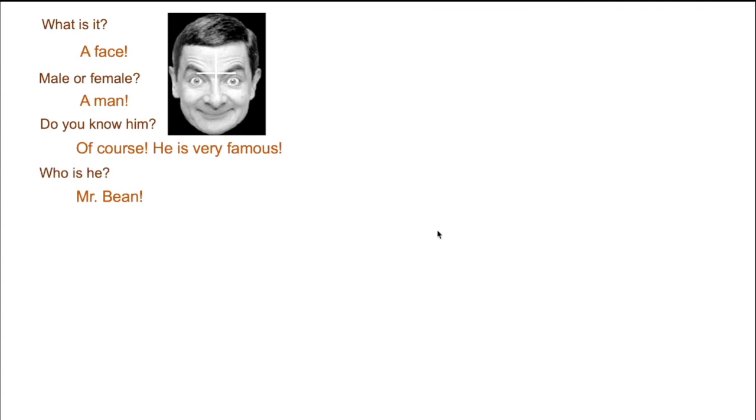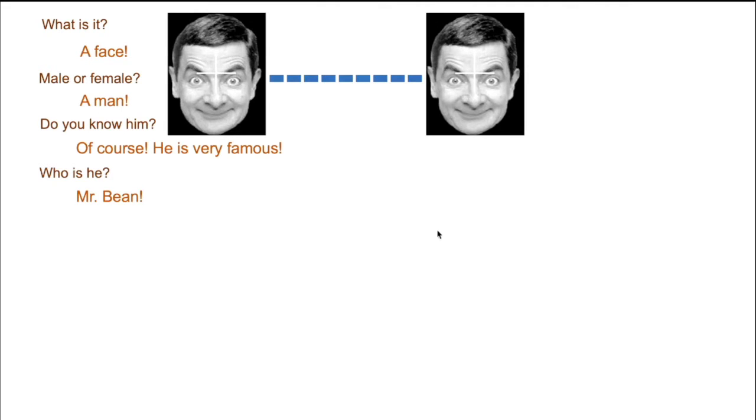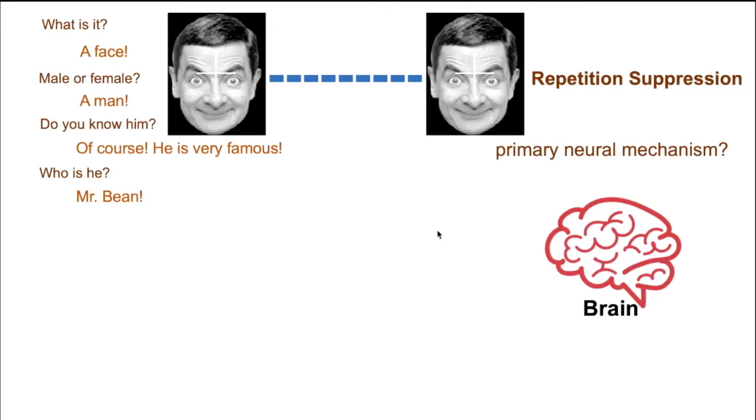In our daily life, the brain can process various facial information in a very short time, and sometimes you may see the same face again. Some previous research found that neural activities decrease when you see the same face repeatedly. We call it repetition suppression. However, the primary neural mechanism of repetition suppression in our brains is still unclear, for example, fatigue or sharpening of neuronal activities.